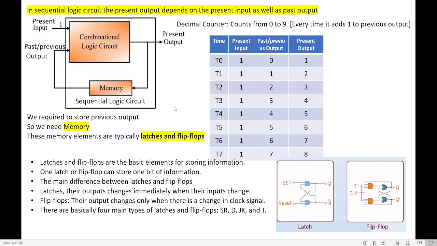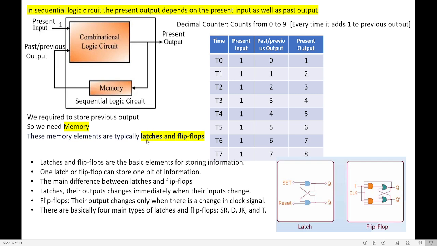One bit information. It can store single bit information. It can be either 0 or 1. So latches and flip-flops are basic memory elements for storing information. Point 1. Latch or flip-flop are the basic memory element. These elements are used to store what? Information. That information can be either 0 or 1. Any one latch or a flip-flop is used to store only one bit information. If I need to store 2 bits, I need 2 flip-flops. If I want to store 3 bits, I need 3 flip-flops. So one latch or a flip-flop can store only one bit information.